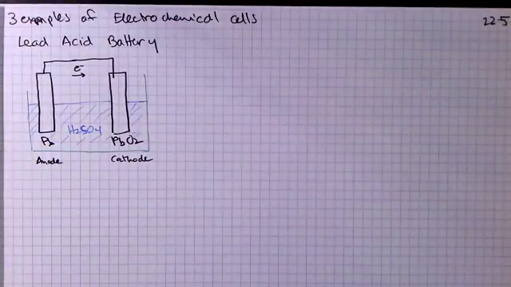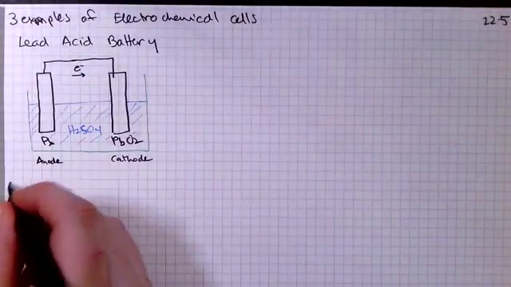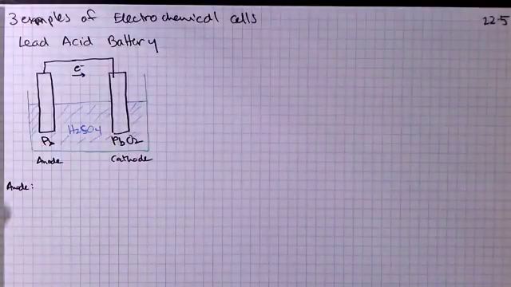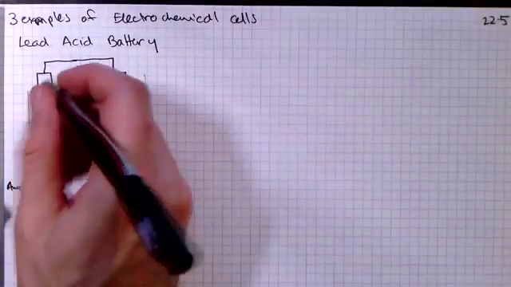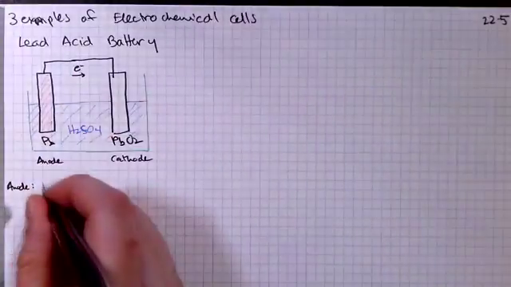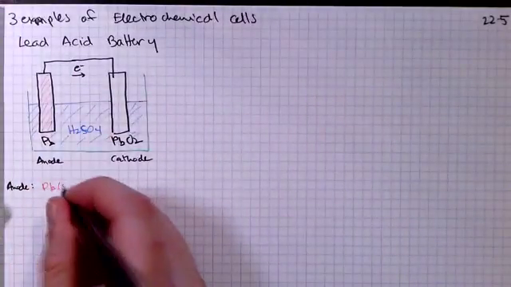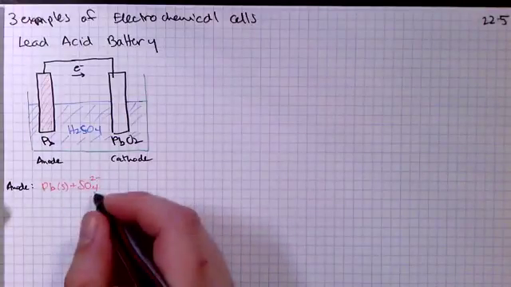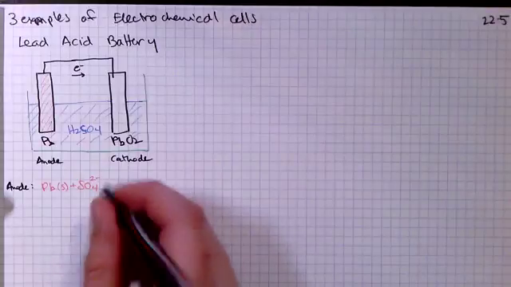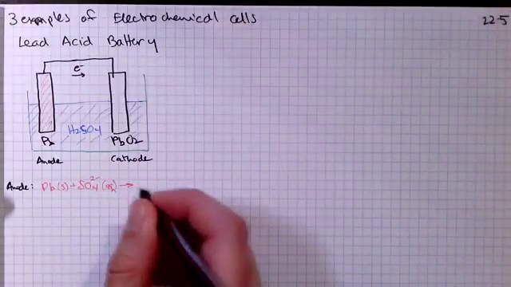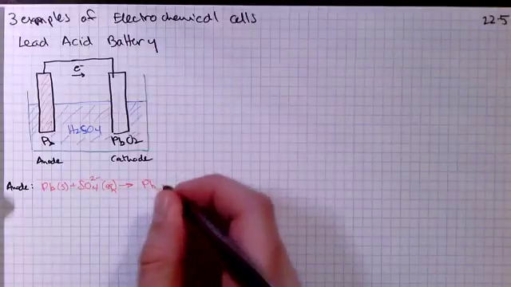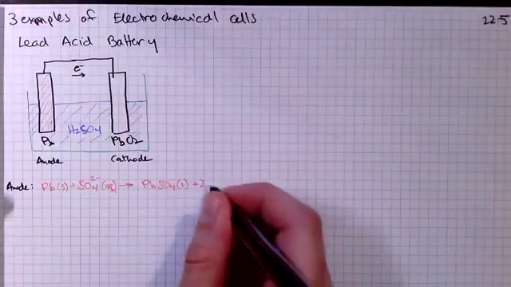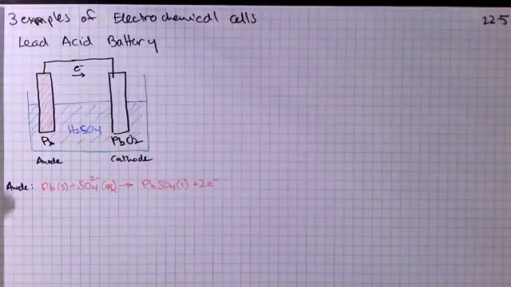So the reactions in the lead-acid battery, the anode reaction is that we have Pb, which is a solid lead, reacting with the SO4 part of the sulfuric acid, which is aqueous, and it's converting to PbSO4, which is a solid, and 2 electrons. Okay, so that's depositing off.